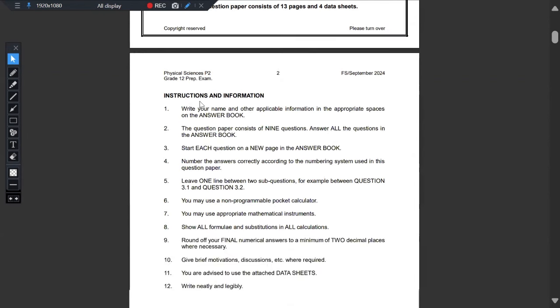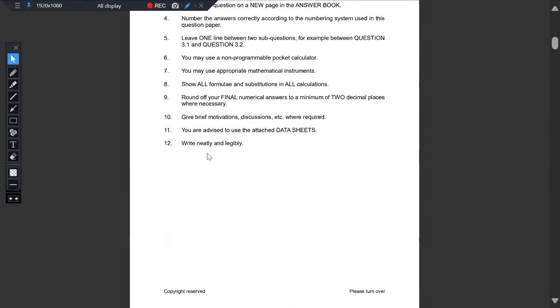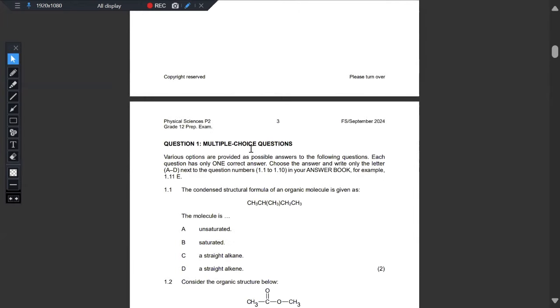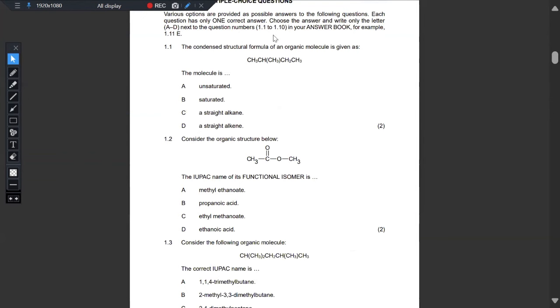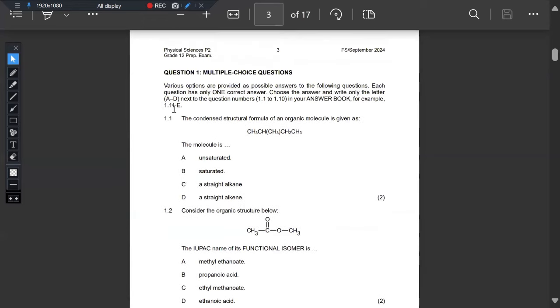Then here we have our instructions and information. So obviously you can go through all of this. And then let's just go to our multiple choice questions here. It says various options are provided as possible answers to the following questions. Each question has only one correct answer. Choose the answer and write only the letter A to D next to the question numbers from 1.1 up until 1.10 in your answer book. For example, 1.11, if you feel the option is E, you can give it as E. We know that our options here do not reach up until E. It's just an example that they're making there.